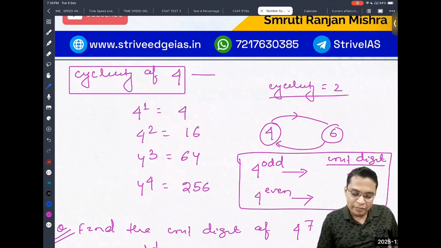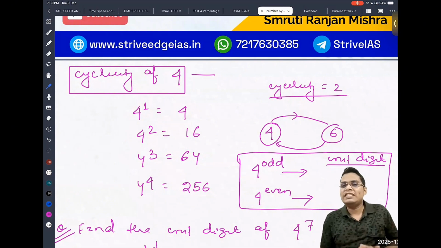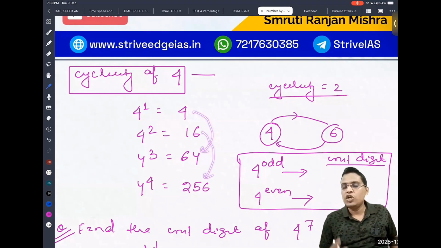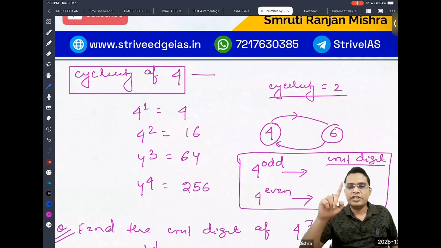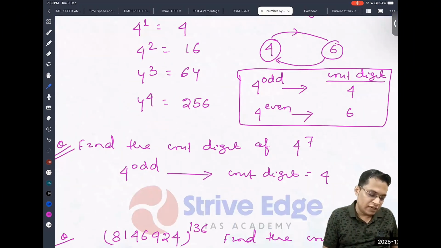So that is what I'm just rewriting. So 4 to the power odd, you are always getting 4, na. 4 to the power even power, you are always getting 6, na. So it is quite easy, and cyclicity of 4 is 2 only. So you can see 4 is repeating after 2, na, 6 is repeating after 2, na. So cyclicity of 4 is 2, but cyclicity of 2 and 3 are 4. Okay. So by using that, we can find this concept.